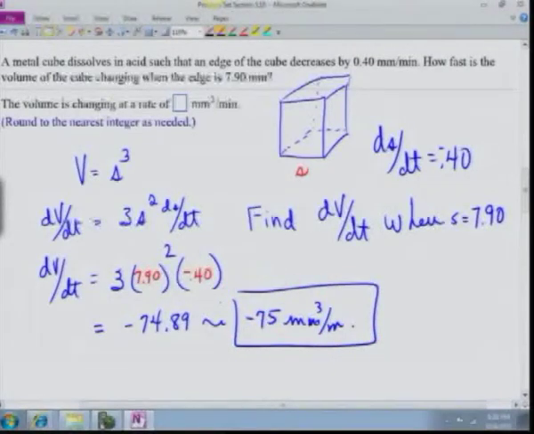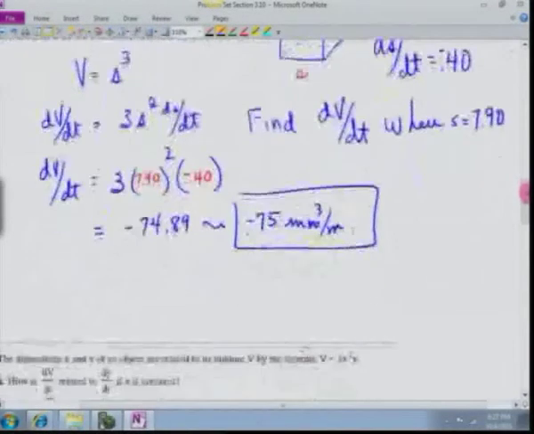Okay? Are we good? Did you get that, or no? 7.90 squared times 3. Oh, you didn't square it? Okay. All right. So we're good? We're good. Okay.